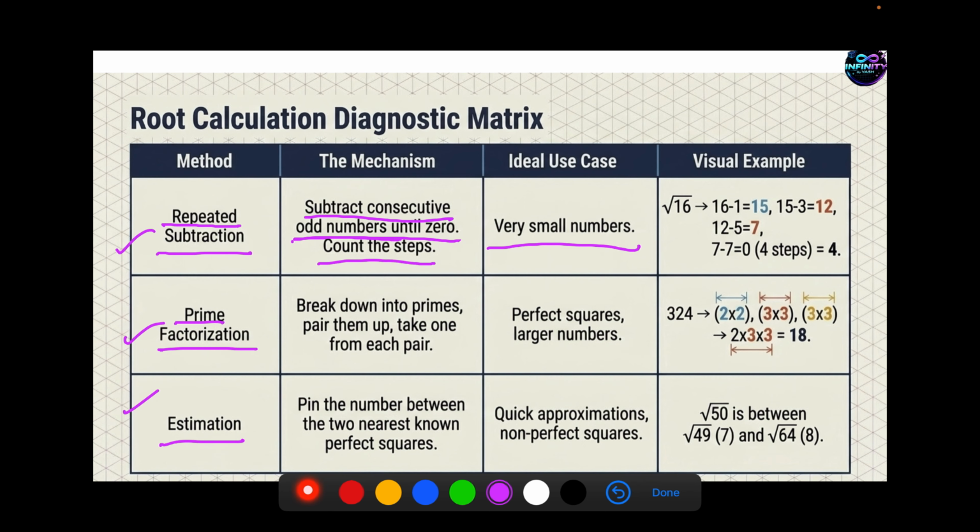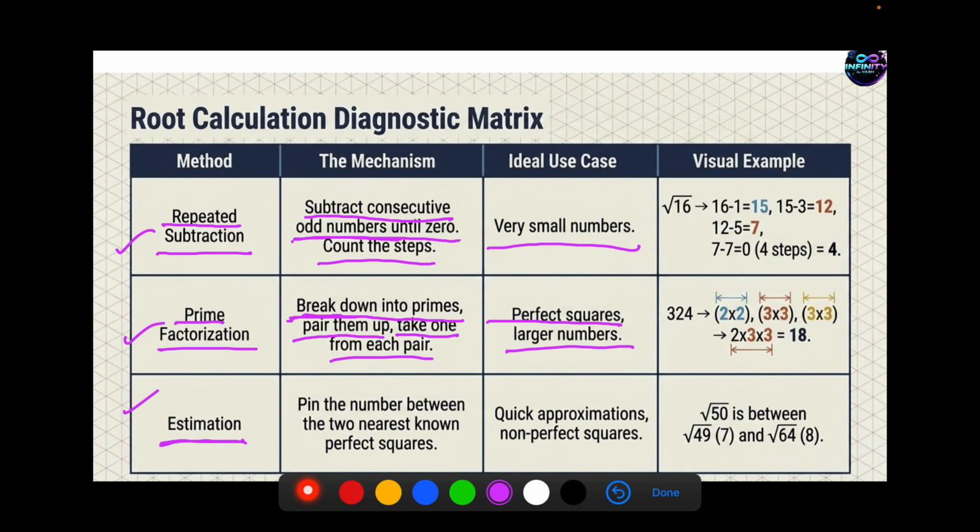And the second method is prime factorization method. In this method, we break down the given number into prime numbers, then we pair up and take one from each pair. This is ideal for perfect squares and large numbers.